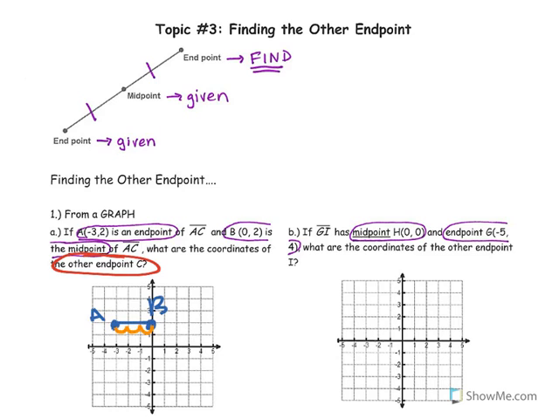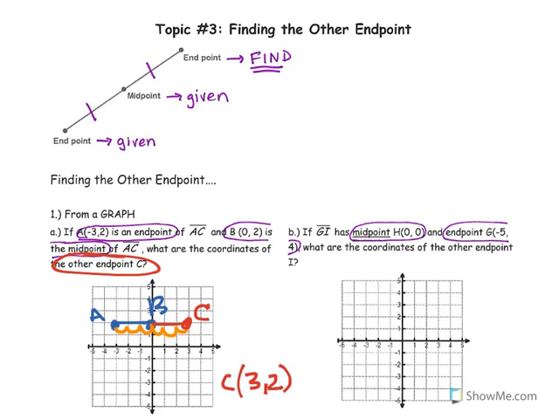So if that half of my segment is 3, it's the midpoint. The other half of the segment has to be 3. So I'm going to double it and count again. 1, 2, 3. And that's where my other endpoint, C, should land. Okay, so let's write those coordinates. Point C is positive 3, positive 2.